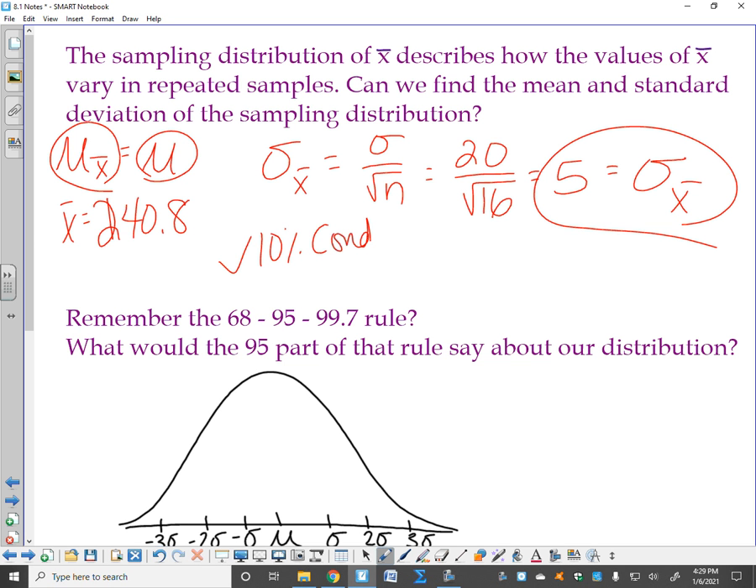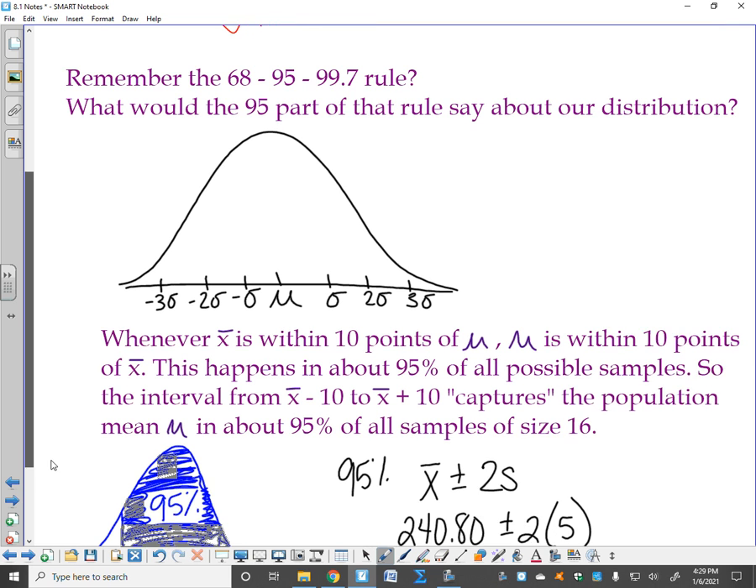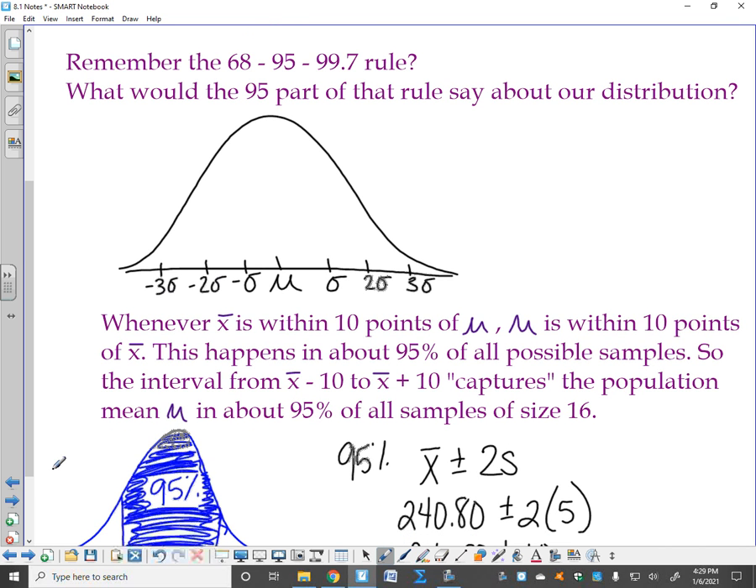Okay. Remember the 68, 95, 99.7 rule? It seems like 5 years ago that we did that. Back when y'all were just young little budding statisticians on your journey. Now you're old and seasoned and a little rough around the edges. So the 68, 95, 99.7 rule. Remember, 68% of your data lives within 1 standard deviation. 95% of your data lives within 2. So there's 68% of my data, there's 95% of my data, and there's 99.7% of my data.